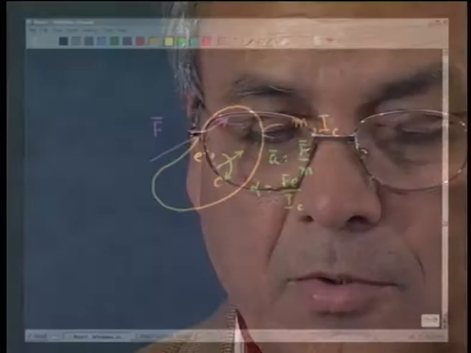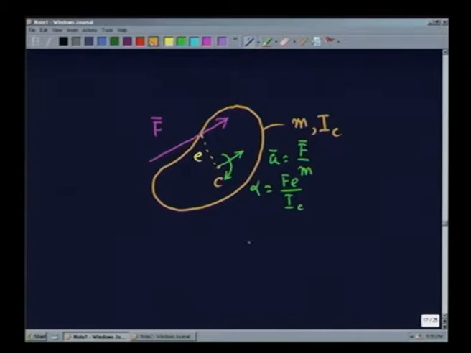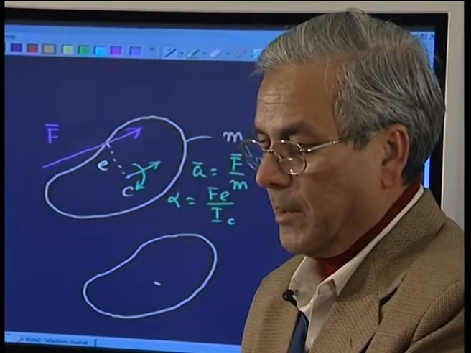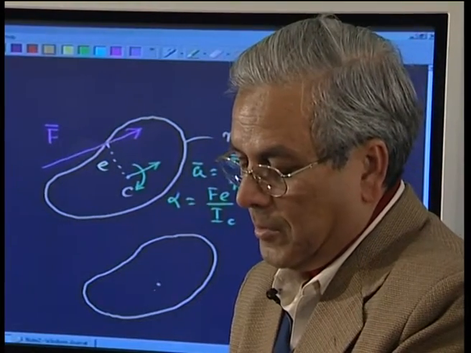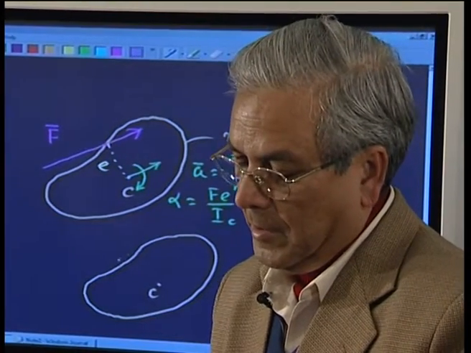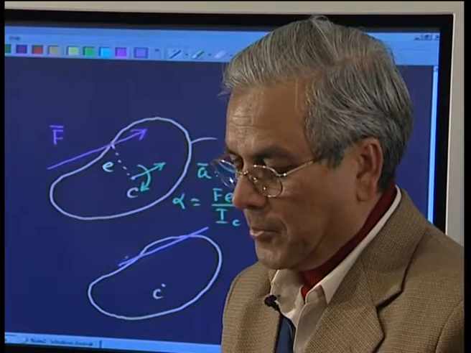Now, let us imagine what is that force, which is equal to minus m a acting here, and a moment minus F e by I c acting about an axis passing through the center of mass. So, we know it is nothing but the negative of the applied force.